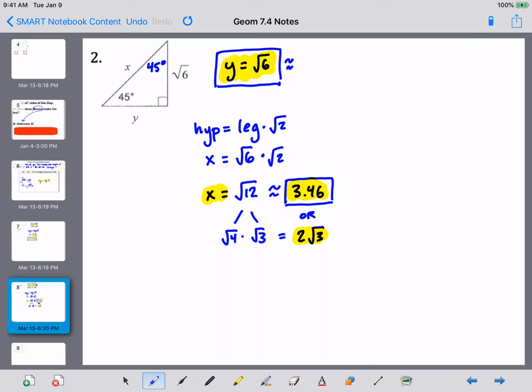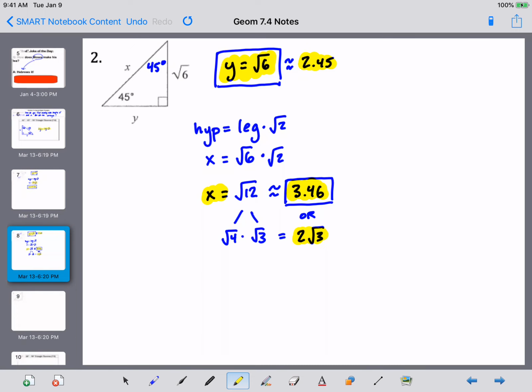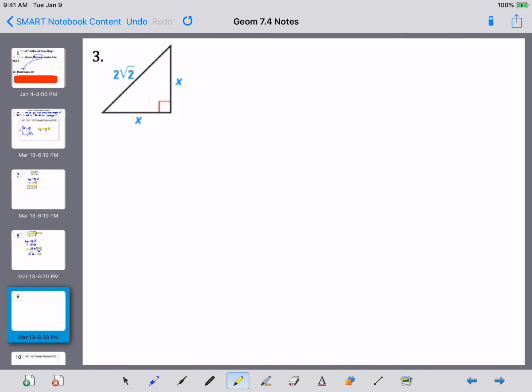That ends up being about 2.45. All right, so this would be the simple or the approximate decimal form. All right, now let's look at one example, example 3 here, where actually they give us the hypotenuse and we are going to find the lengths of the legs.